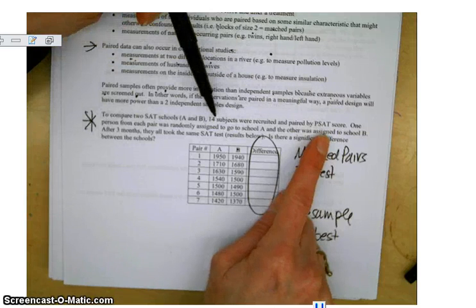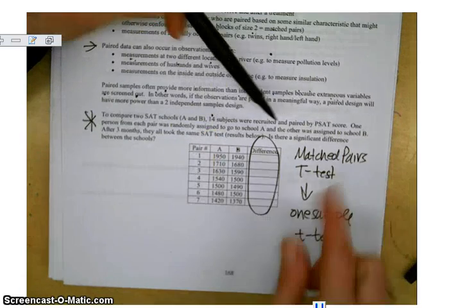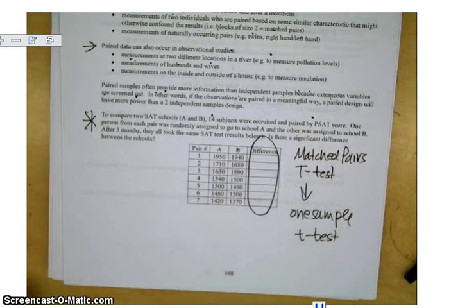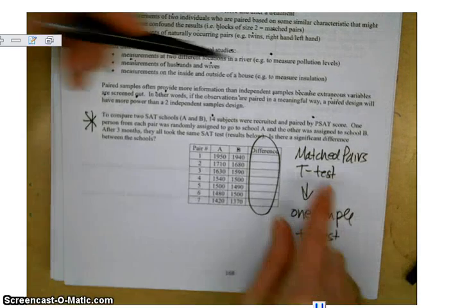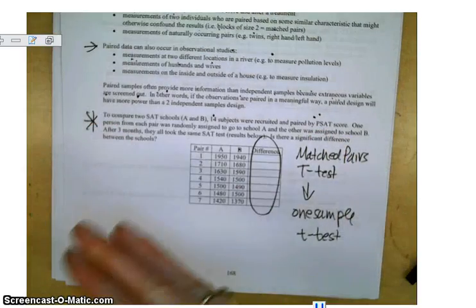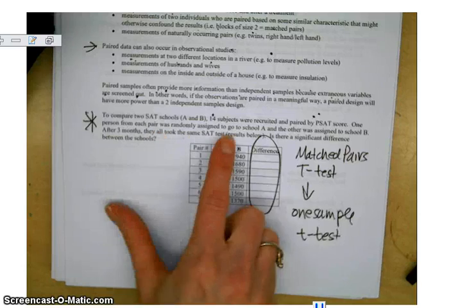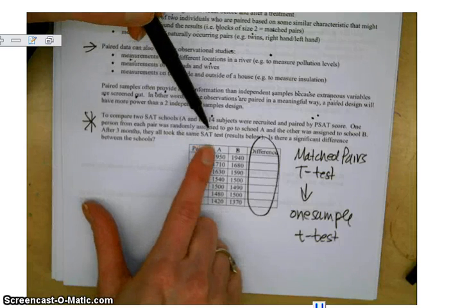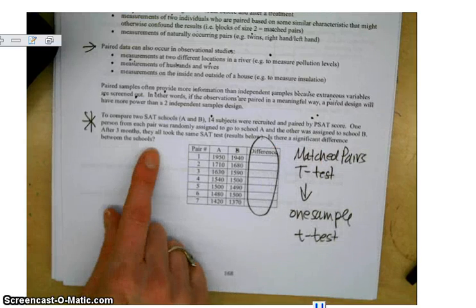So they asked for volunteers, and then they looked at their PSAT scores, and they said, okay, you had very similar PSAT scores. One of you is going to go to school A, the other is going to go to school B. But they were paired because of their PSAT scores. And then they were going to compare their scores after they took the SAT. So one person from each pair was randomly assigned to go to school A, and the other was assigned to school B. After 3 months, they all took the same SAT test, and their results are below. Is there a significant difference between the schools?